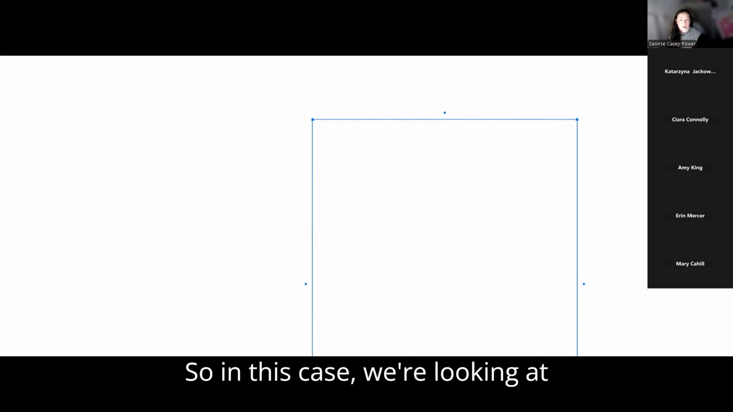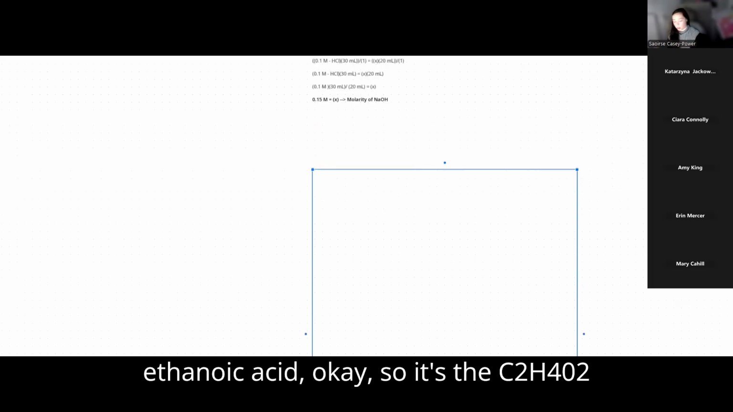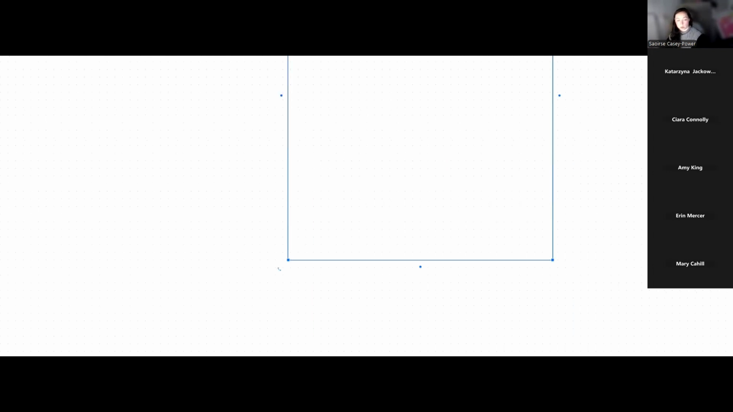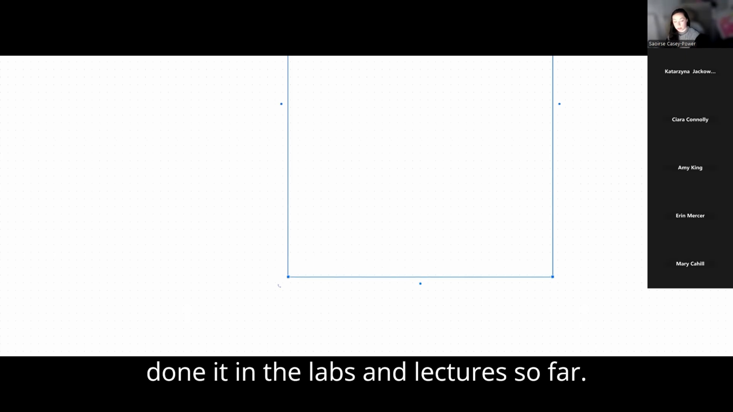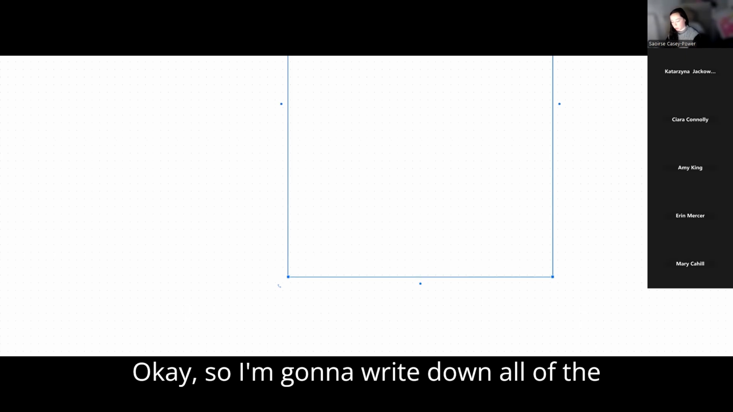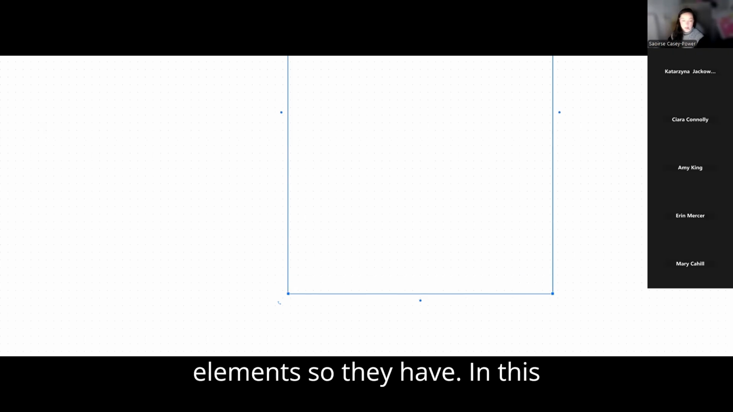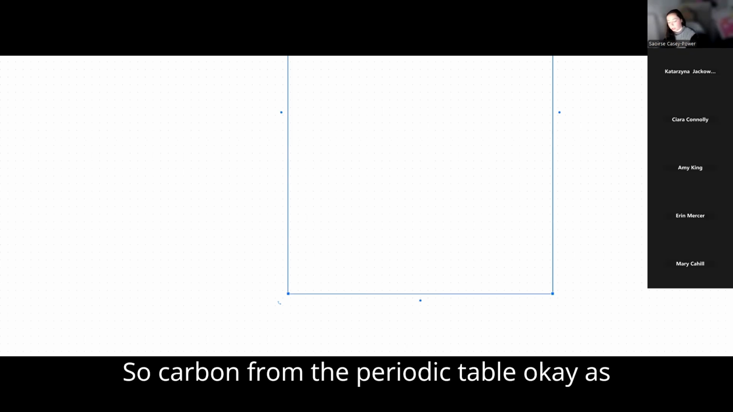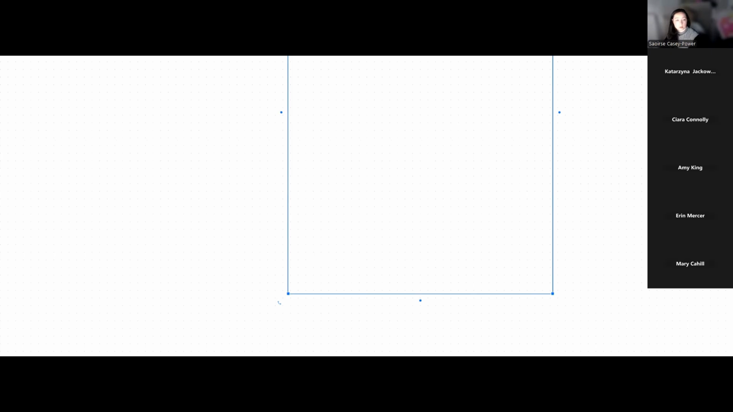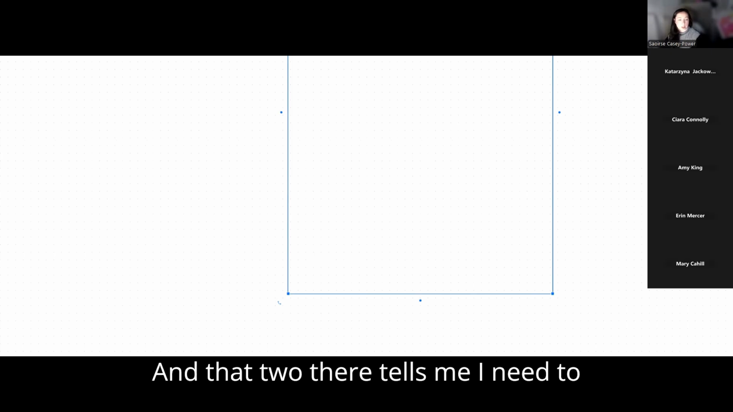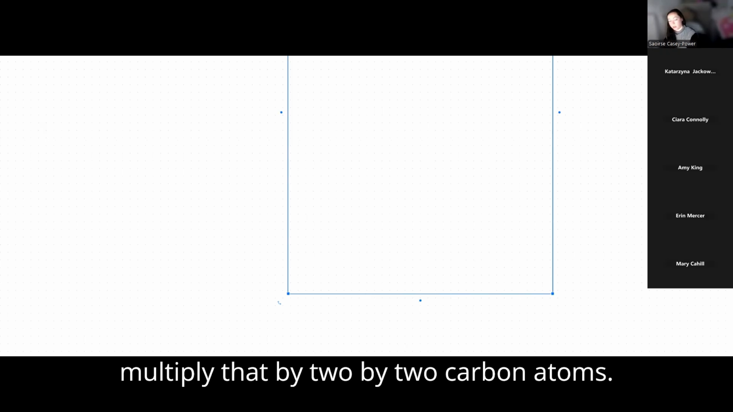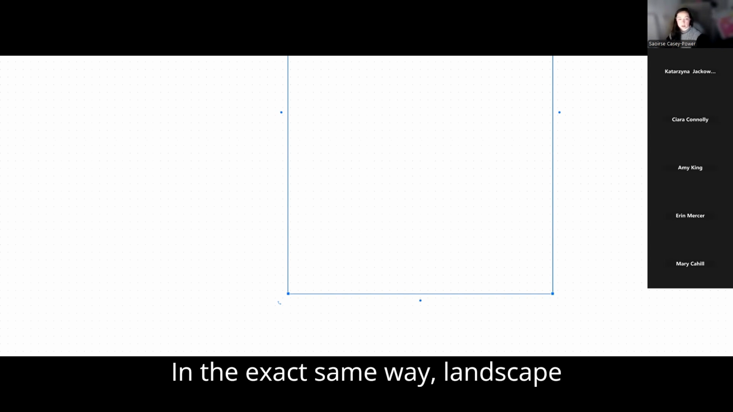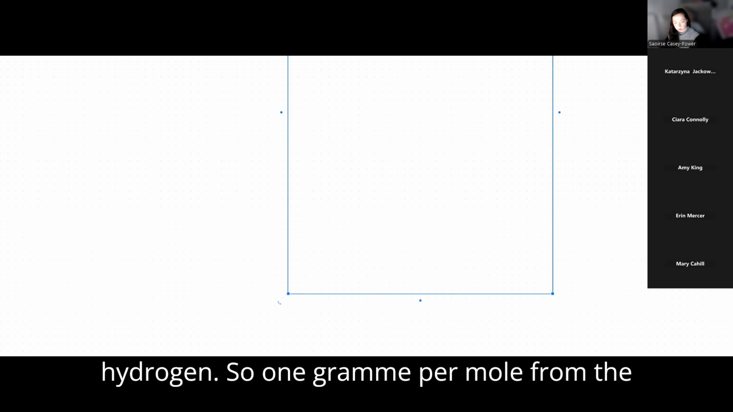So in this case, we're looking at ethanoic acid, C2H4O2. I'm just going to copy that down so you have it. And we're going to do that in the exact same way we've done it in the labs and in lectures so far. I'm going to write down all of the elements that I have. In this case, I have carbon, hydrogen, and oxygen. Carbon from the periodic table has 12 grams per mole, and that 2 there tells me I need to multiply that by 2, as I have 2 carbon atoms. In the exact same way, we have hydrogen, 1 gram per mole from the periodic table, multiplied by 4.